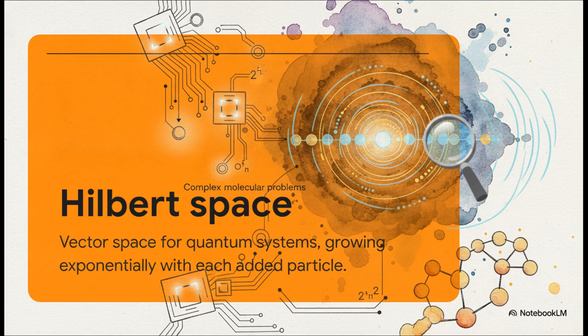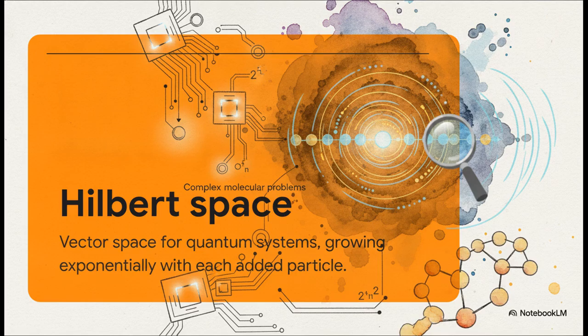But quantum systems naturally live in this mathematical vector space called a Hilbert space. You can think of it like a rapidly expanding map of possibilities. If you have a system of n qubits, its state vector is defined by 2^n complex amplitudes. That means the size of your computational space is growing exponentially with every single particle you add.